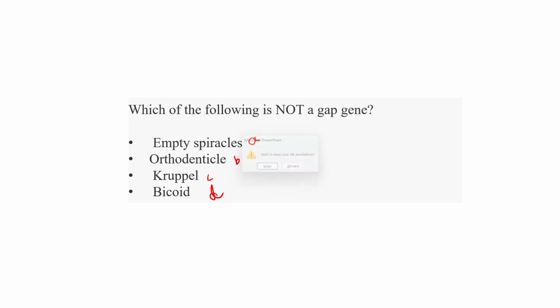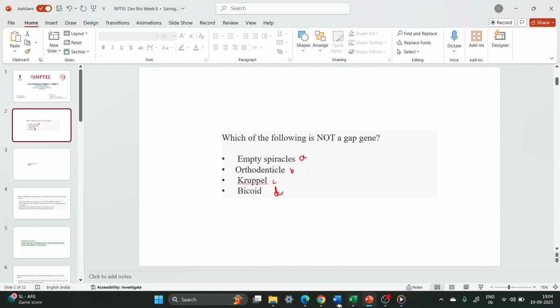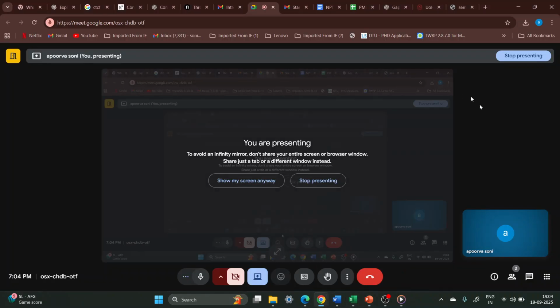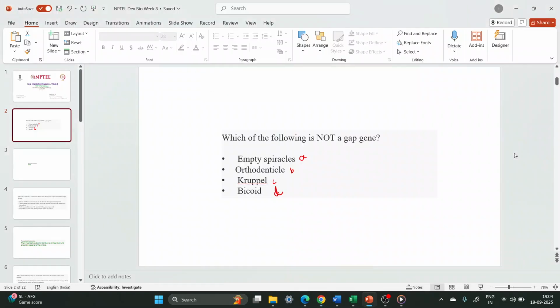Okay, so I'm switching the screen now. The question is, which of the following is not a gap gene? Empty spiracles, orthodenticle, Krüppel, or bicoid. So first of all, you should know what a gap gene is. Gap genes are zygotic segmentation genes expressed early in Drosophila development. Examples of gap genes are Krüppel, hunchback, giant, knirps, empty spiracles, and orthodenticle. These are broad; they define the broad regions of the embryo. So they are zygotic segmentation genes.